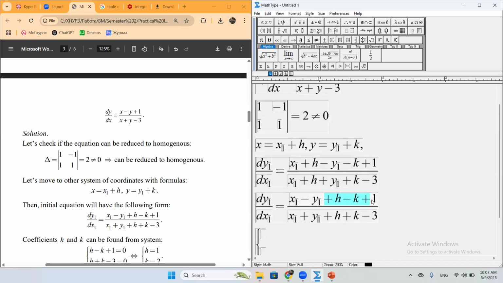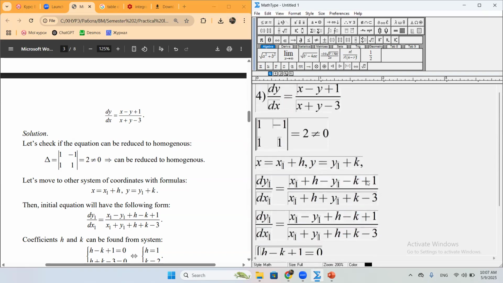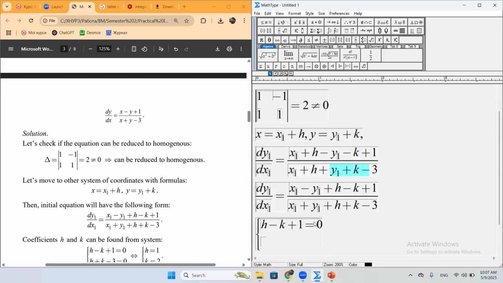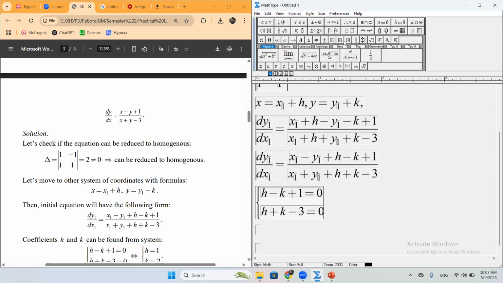So we have to solve the following system of linear algebraic equations with respect to h and k. So these parts must be equal to 0. So h plus k minus 3 equals 0. And now let's start solving. So first of all, of course, moving the free coefficient, the 3 members, to the right.